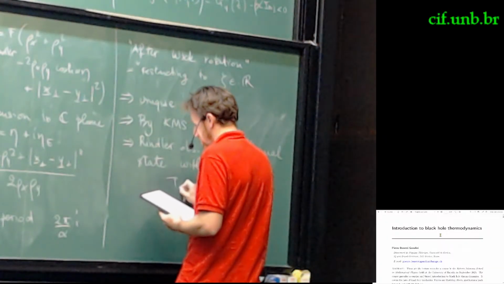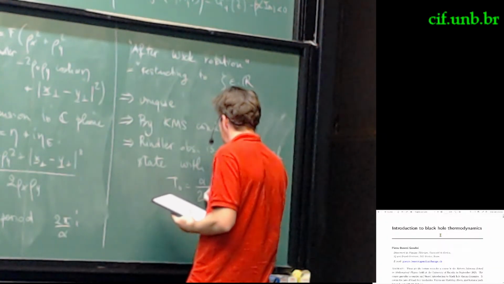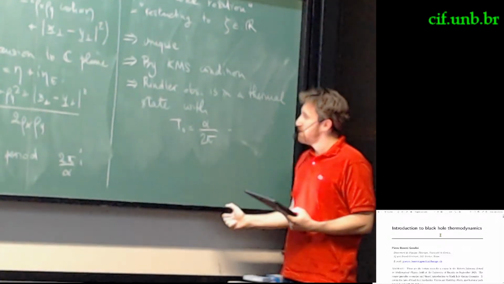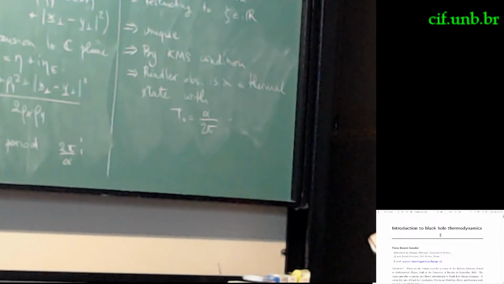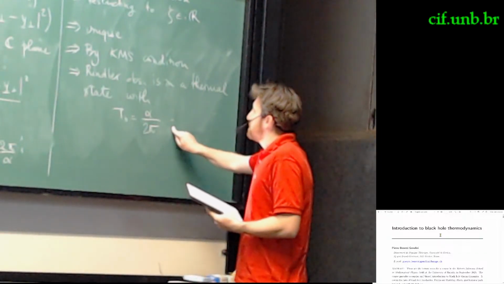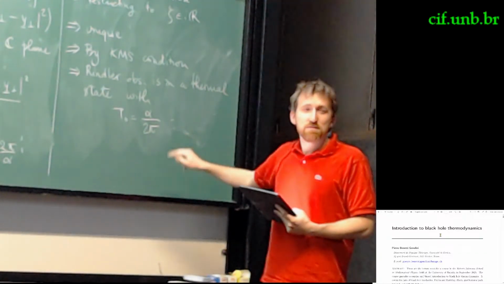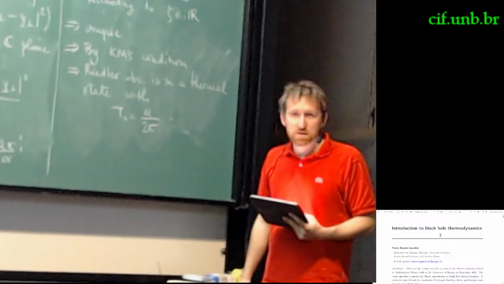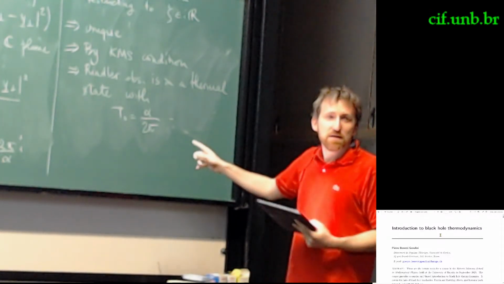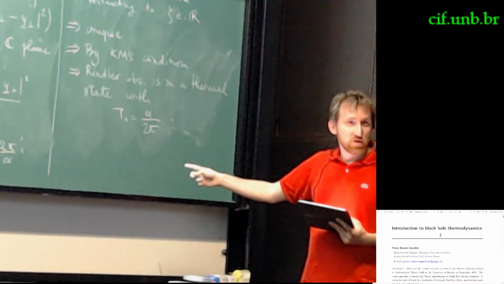With a temperature T naught that is alpha divided by 2 pi. This I did for the massless scalar, but Bisognano and Wichmann showed that this actually applies to any interacting QFT. There is another subtlety which will become very important with the Hawking effect, which is the fact that this is not really the temperature that the thermal observer is measuring.